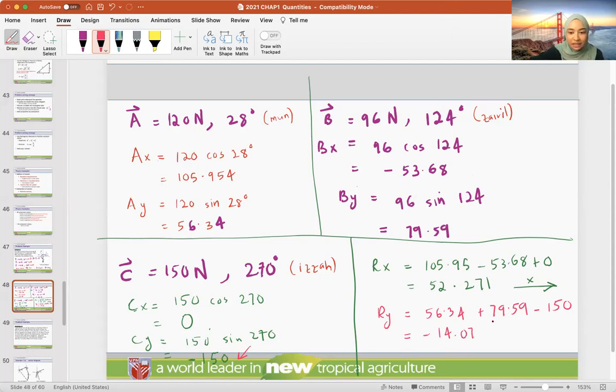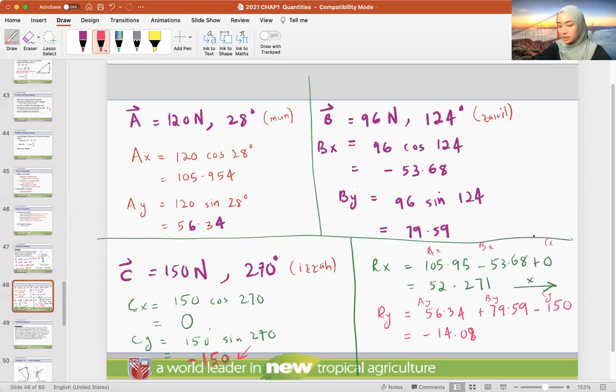Oh dapat, dah faham dah lah macam mana buat. Betul semua? 14.08. Okey, maaf. Kenapa kena tolak 150? Sebab CY kita negatif 150. Kan kena tambah semua Y komponen. Tambah AY, tambah BY, tambah CY. CY kan negatif. Oh, faham. Patutlah. So ni AX, ni BX, CX kita kosong. Okay, everyone.